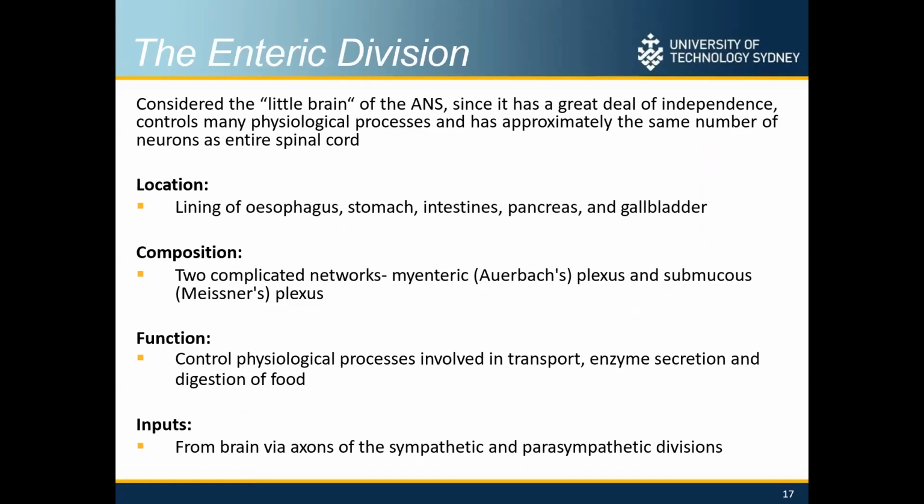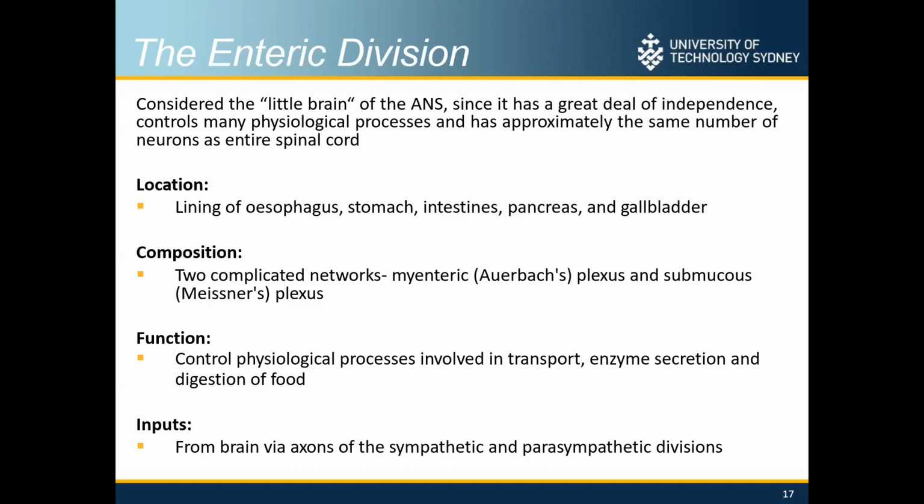So this next section looks at the enteric division of the nervous system. This system is also referred to as the little brain of the autonomic nervous system. This is because it has a great deal of independence and controls many physiological processes. Just to give you some context on the enteric nervous system, it has approximately the same number of neurons as the spinal cord itself. The system is located in and lines the esophagus, stomach, intestines, pancreas, and the gallbladder.